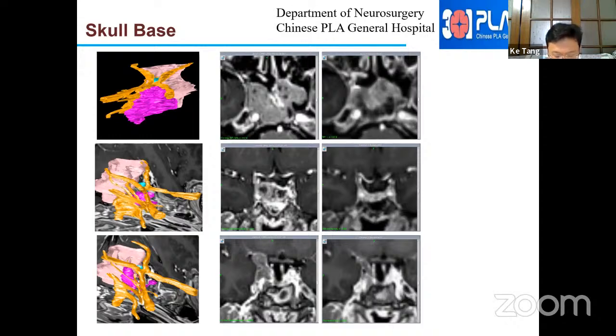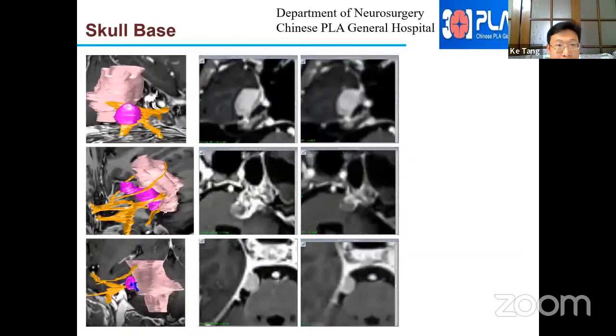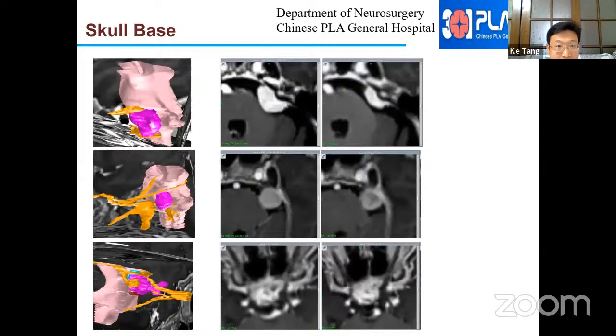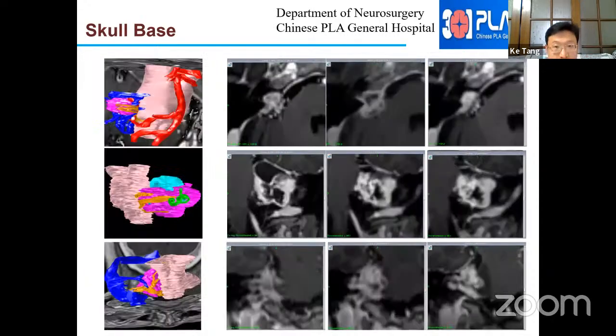We can see the three-dimensional anatomy of skull-base neurovascular structures for pituitary adenoma, meningioma, and schwannomas. We can see the tumor control. The neurovascular protection was satisfied.